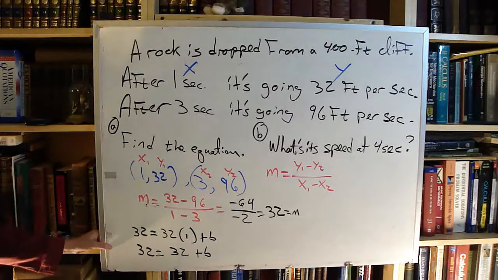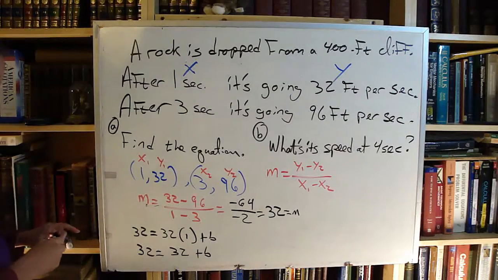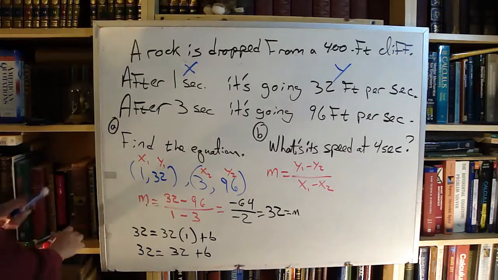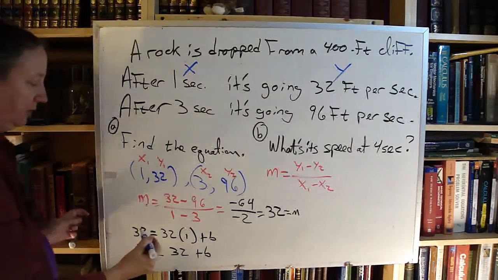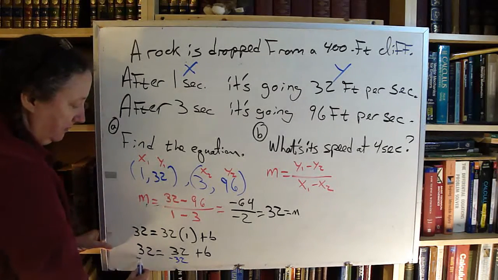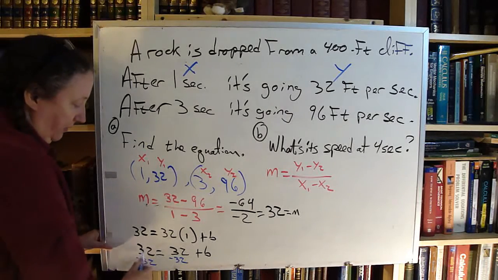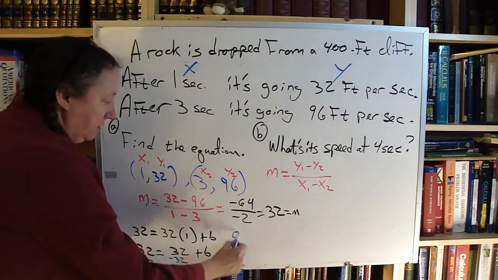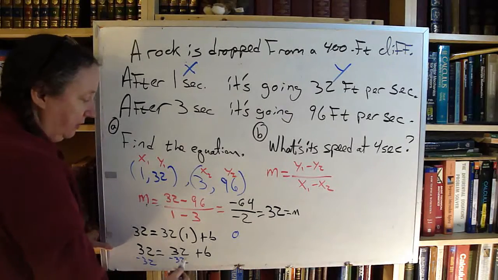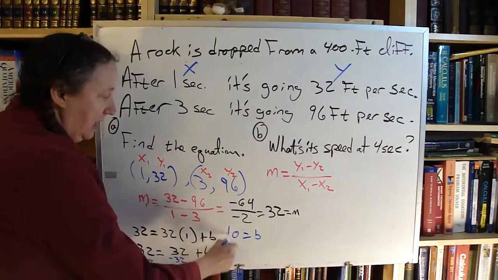Solve for b. So I'm subtracting the 32 over. So I have minus 32 on both sides. 32 minus 32 is 0. 32 minus 32 is 0. Add the b in there. I now have b.